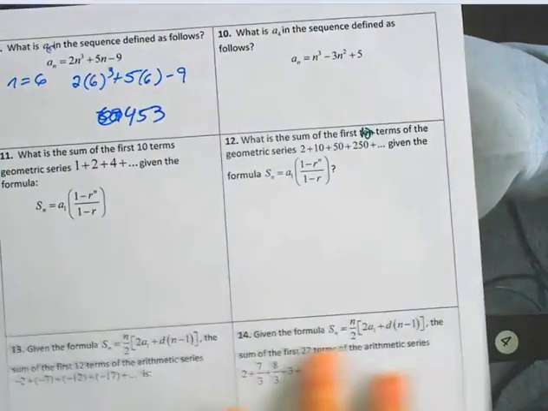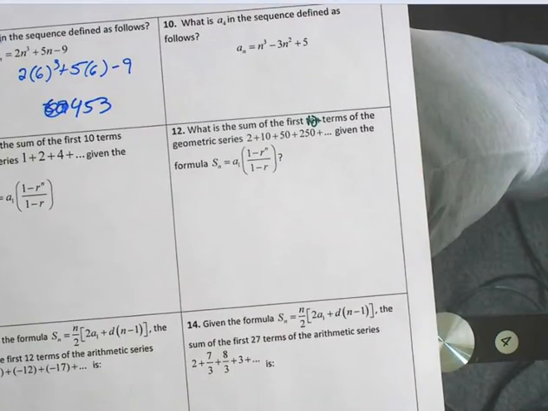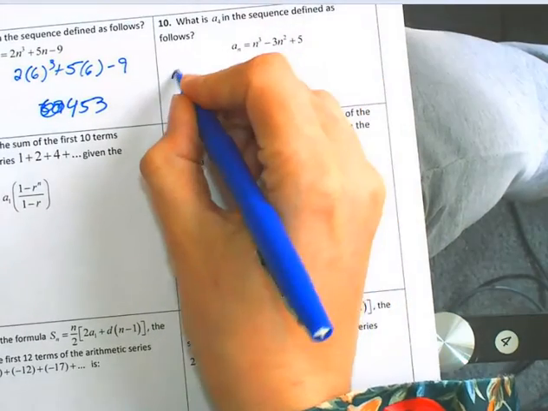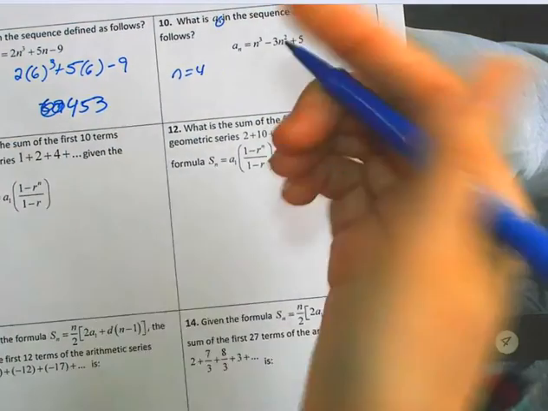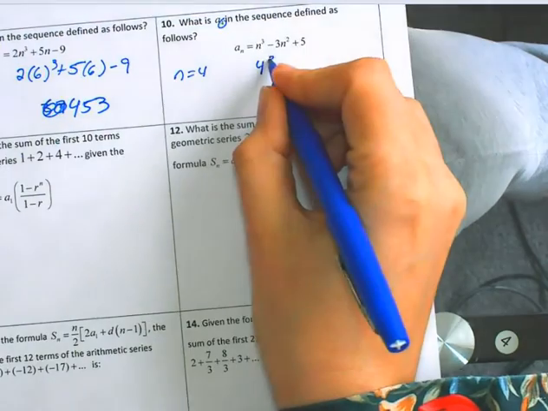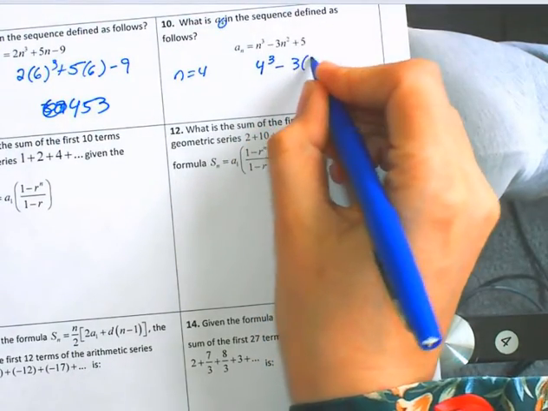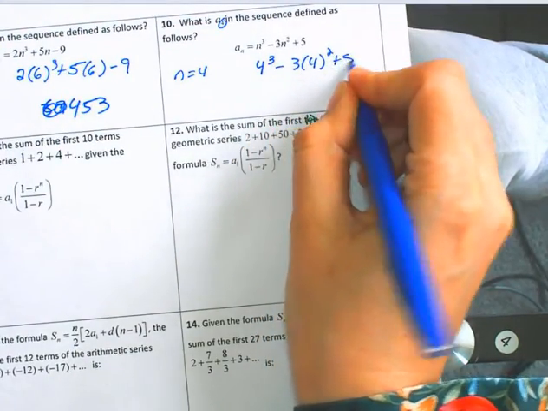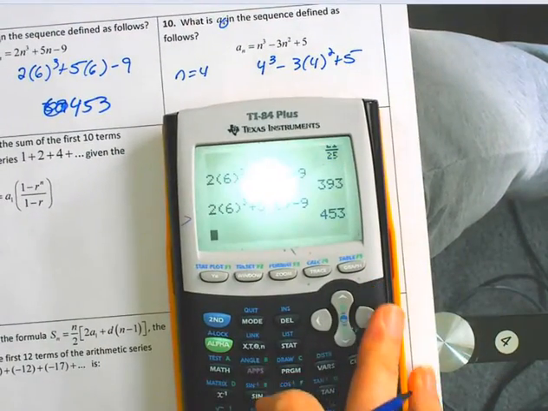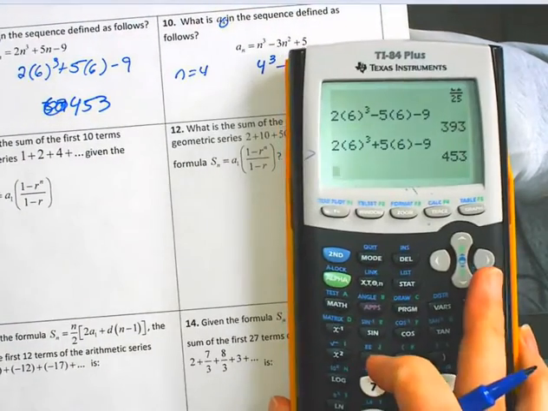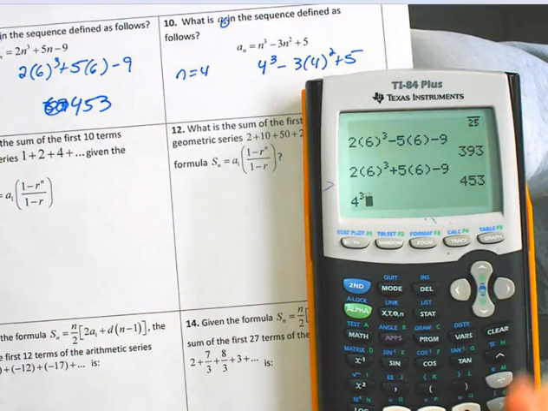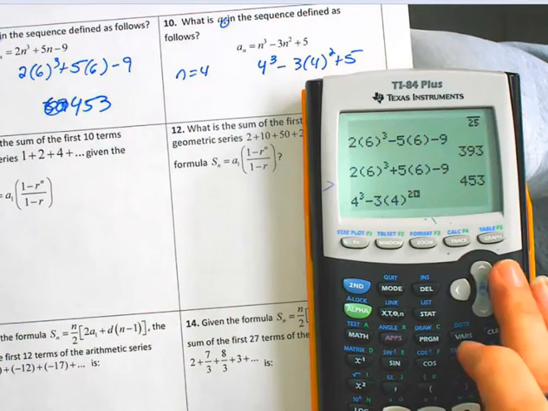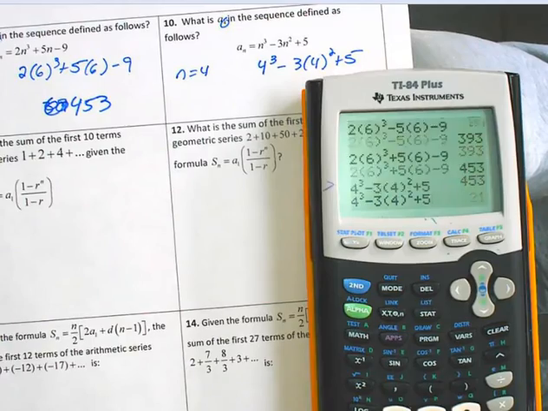Okay, and what is a sub 4 in the sequence defined as follows? So I have n equals 4. I'm getting that from right here. That's where it's telling me that n is 4, and I'm going to substitute in 4 to the power of 3 minus 3 times 4 squared plus 5. Put the whole thing into the calculator. 4 to the power of 3 minus 3 times 4 squared plus 5, which is 21.